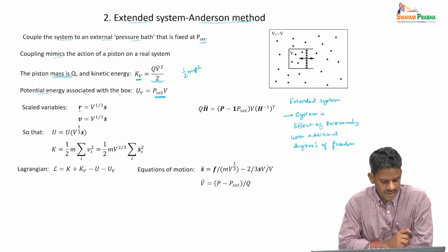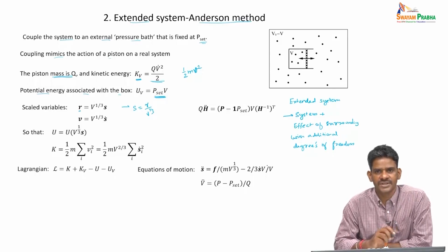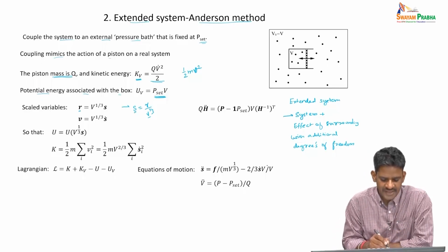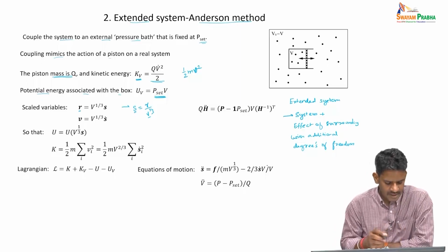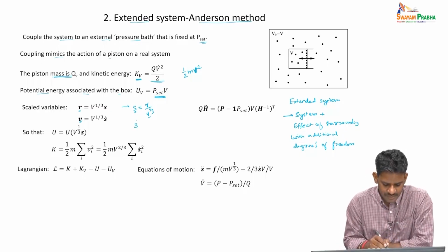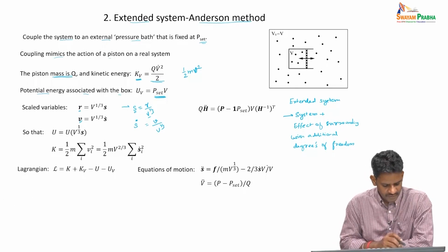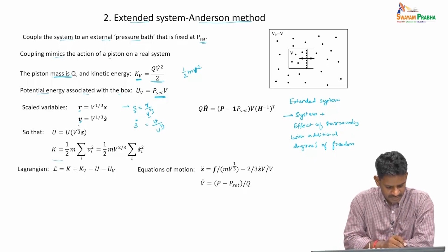Now, the particle positions or coordinates are used in terms of a scaled variable S, where S is R divided by V to the power 1/3. R is the particle position or coordinate at any given time, and V is the corresponding volume at that time, and we always use a scaled variable for each of them. Similarly, the velocity is also used in terms of a scaled variable S dot. And then with this we can write the kinetic energy.